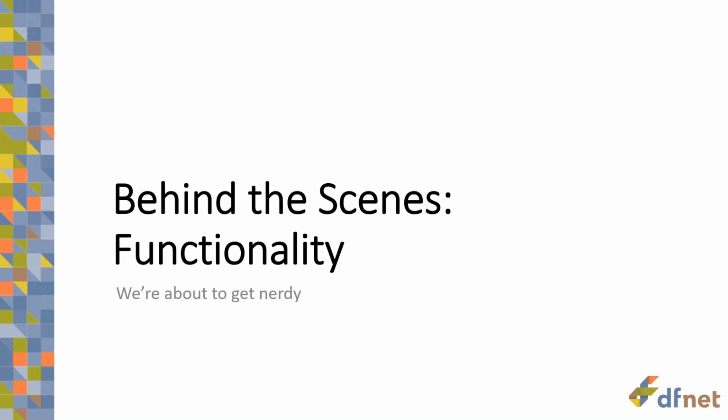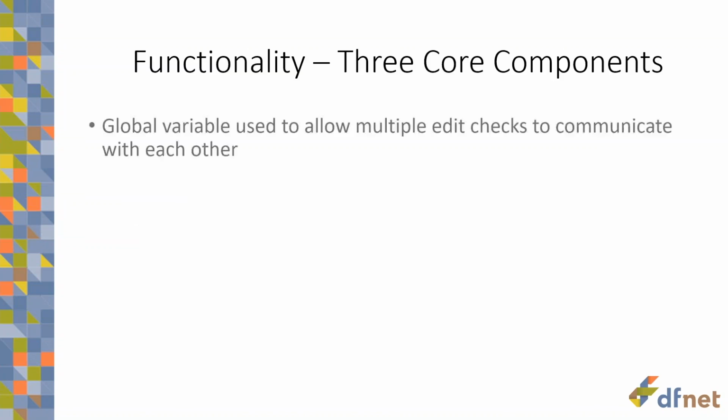So now just really quick, about to hop into a few components as we wrap up here. Behind the scenes functionality. So we're about to get a bit nerdy. What are the 3 components that make it work? One of them is utilizing global variables. This is something I don't see a lot of, and it is super powerful.